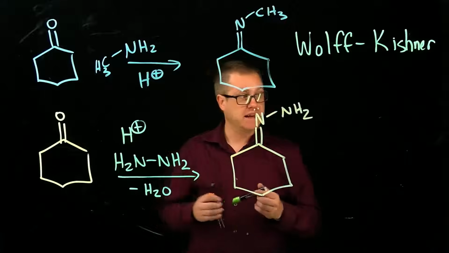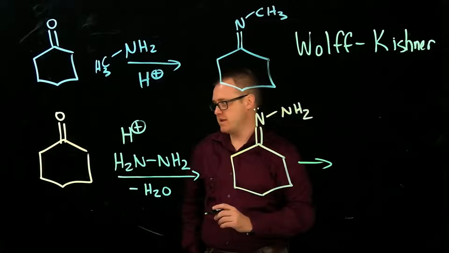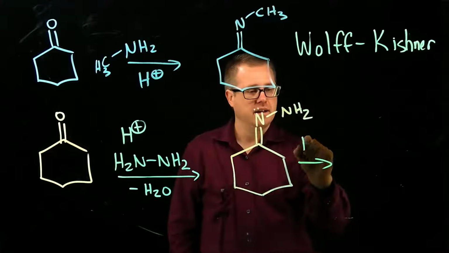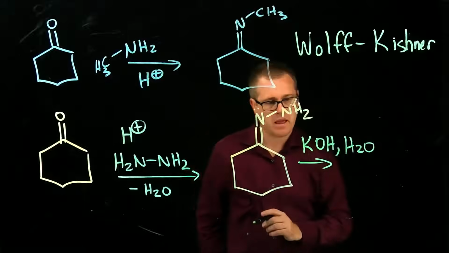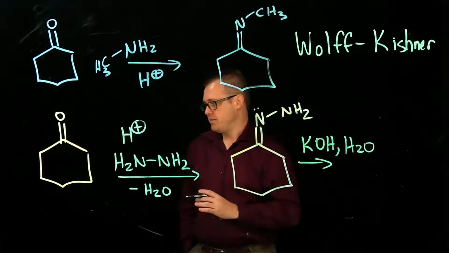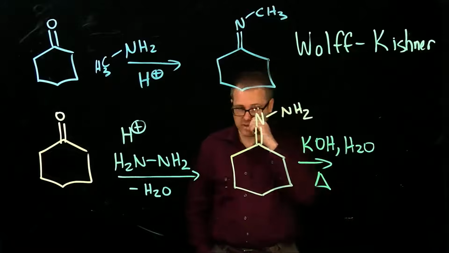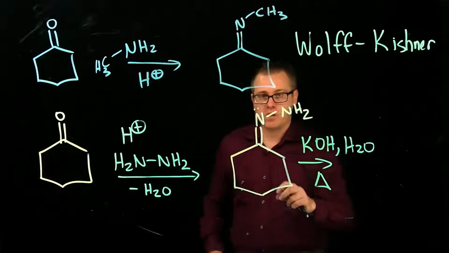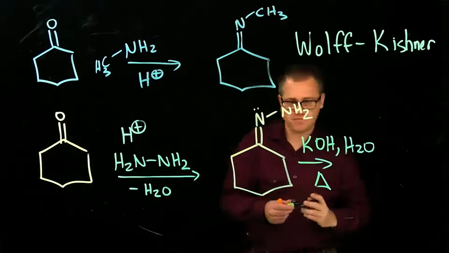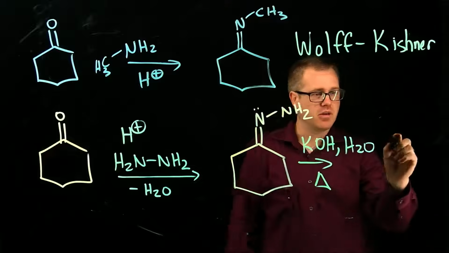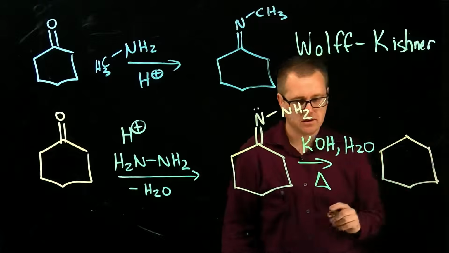And then you do the second step. I'm going to try to make a smaller arrow for this guy. You add some potassium hydroxide and some water, and you're going to heat it up. I'll use the delta symbol for heat. And then that is going to pop off this piece right here and give us our product. Like that.